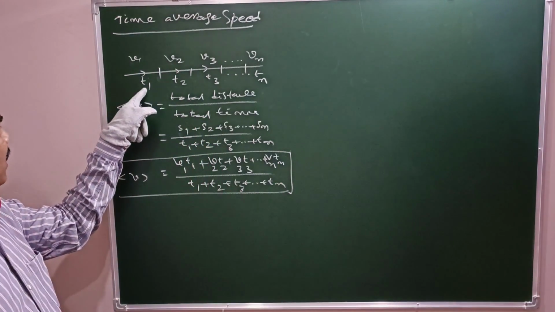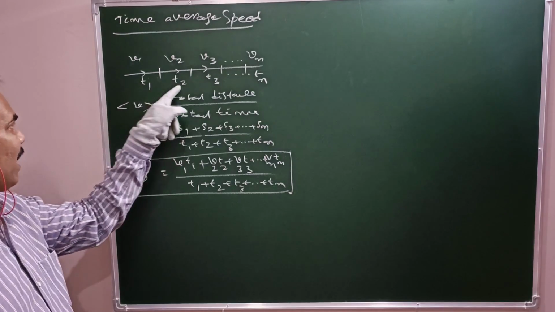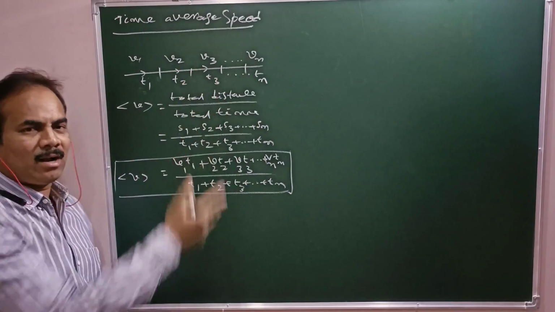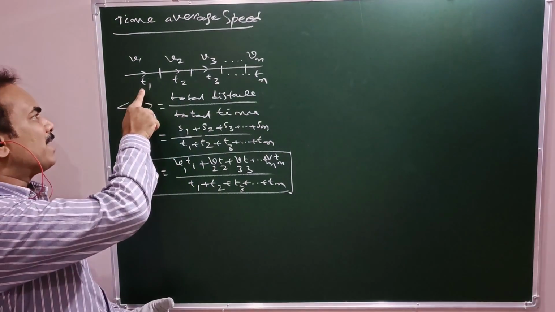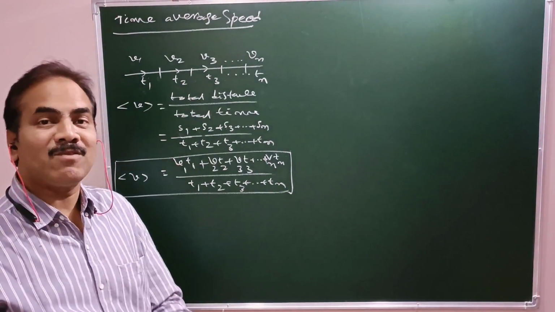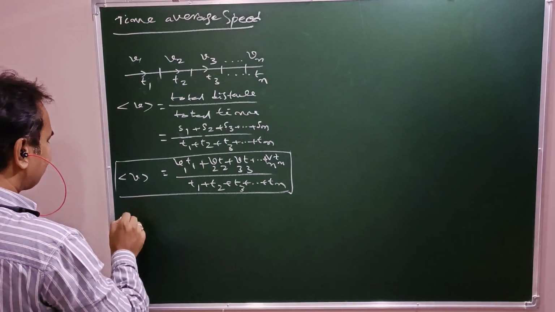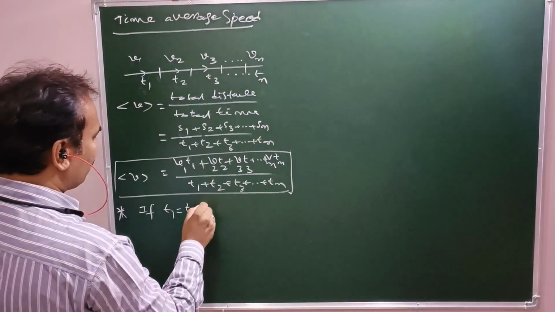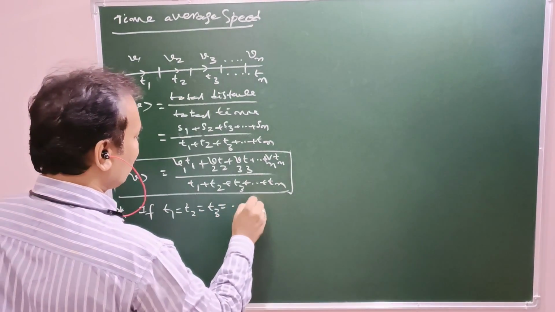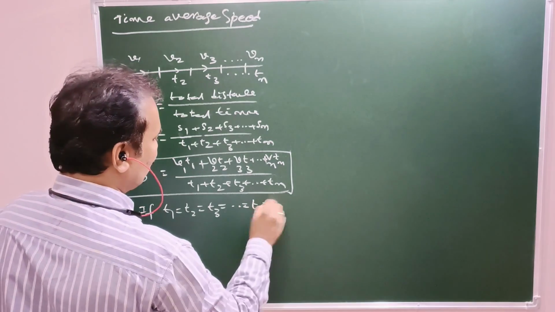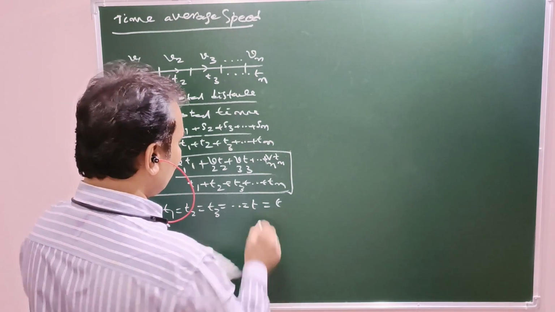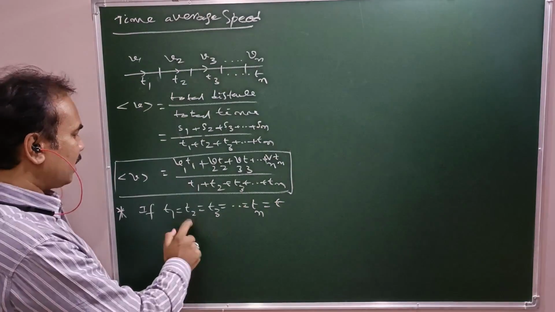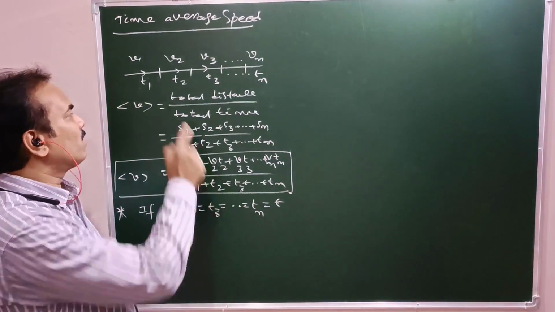Here we have different successive unequal intervals, T1 not equal to T2, not equal to T3, and so on. Of course, we can calculate the same for successive equal intervals also. For example, if T1 equals T2 equals T3 equals up to Tn equals T, it means we have successive equal intervals.